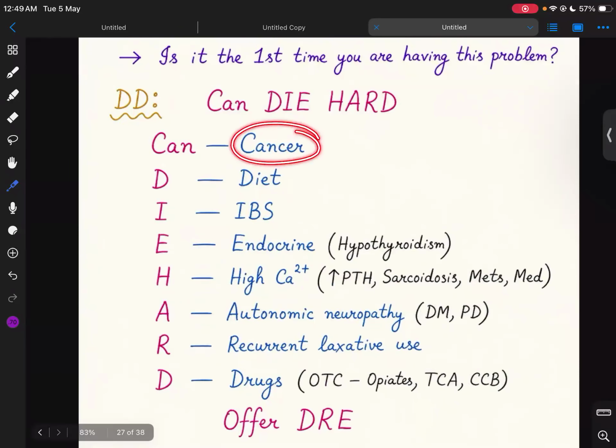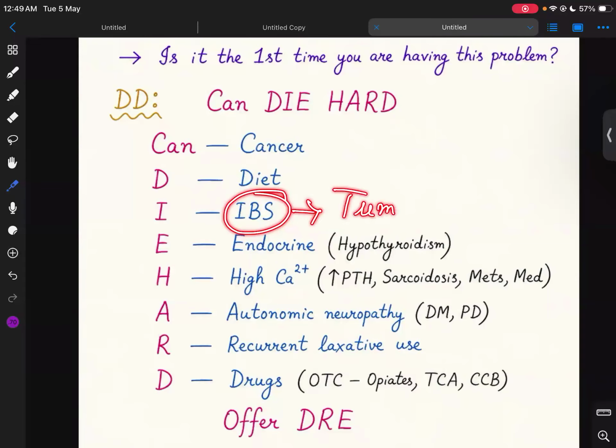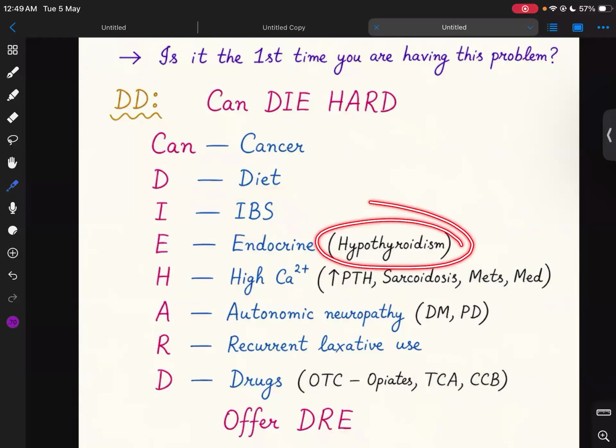For cancer, again, the triple L, that is loss of weight, loss of appetite, lumps and bumps in the body. To rule out the diet, we have to ask, do you take enough fiber in your diet? To rule out the IBS, we have to ask, do you have any tummy pain that is improved after opening the bowel? Then to rule out the hypothyroidism, we just have to ask about the weather preference.